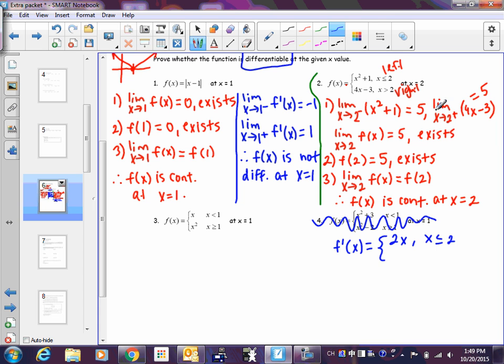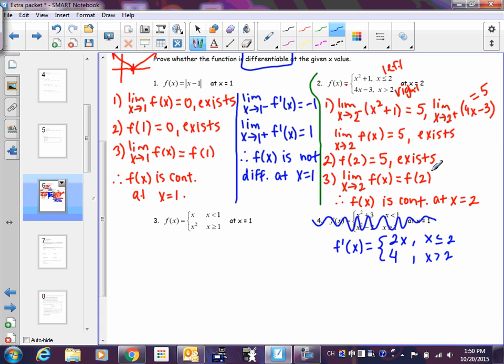So what would the derivative of the next piece be? 4. So now you know how to take the derivative of a piecewise function. Just take the derivative of each piece. And we're going to analyze this. We're going to find the derivative from the left and from the right.